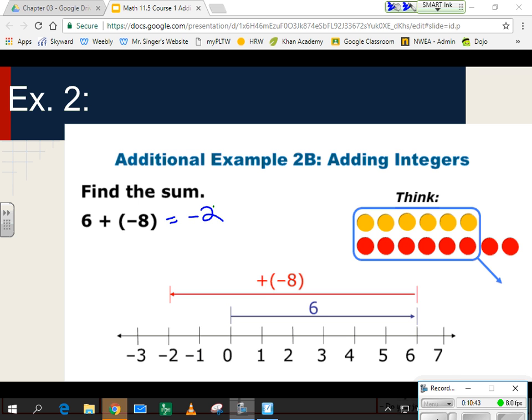The other thing I want you to see here is between the 6 and the 8, which has a larger absolute value? Well, the answer would be 8, right? But it's a -8. So since the larger number is a negative number, you know your answer has to be a negative answer.